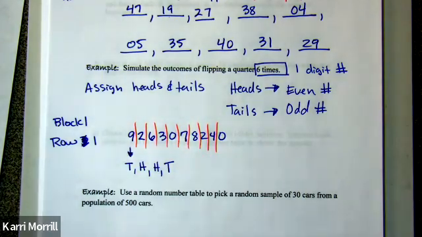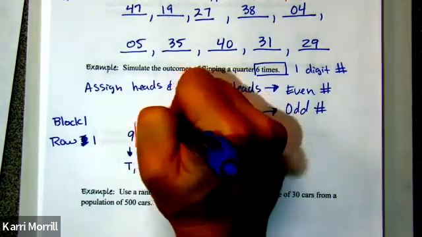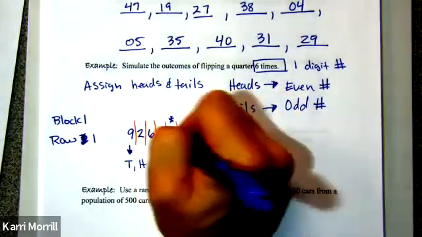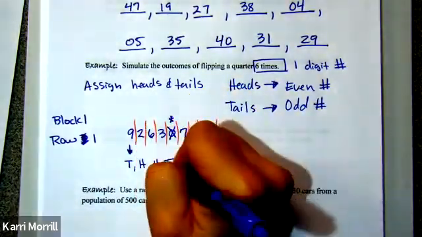0, so we would not assign 0 to anything. We don't call that even or odd. That's just a number. So you kind of skip over your zeros. And then we get to go back here.